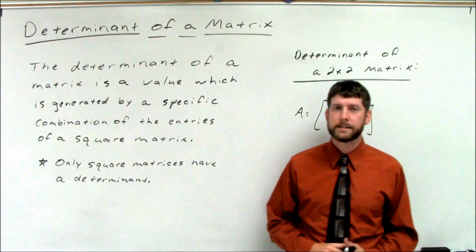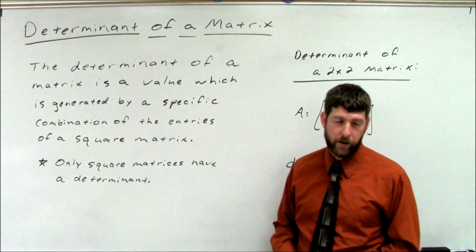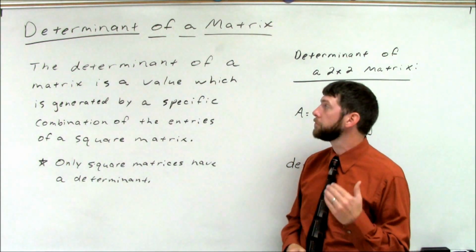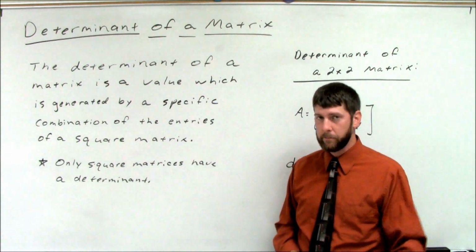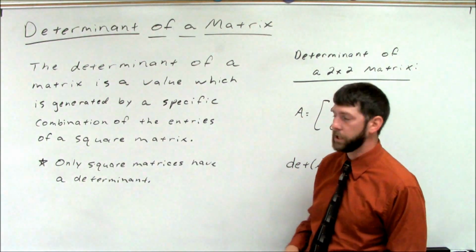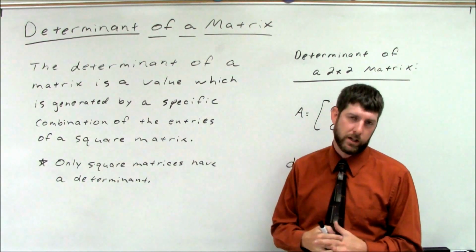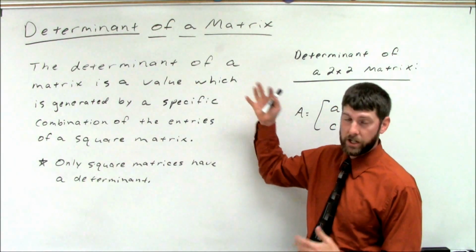Good morning, guys. Today we're going to work with finding the determinant of a matrix. Now, as you can see, a determinant is a specific number. It's not a matrix. It's a single value that we get by combining all the entries of a matrix in a specific order. So it's just a number that we get.